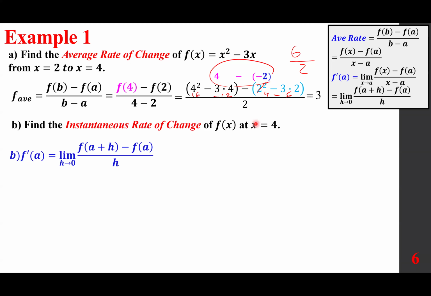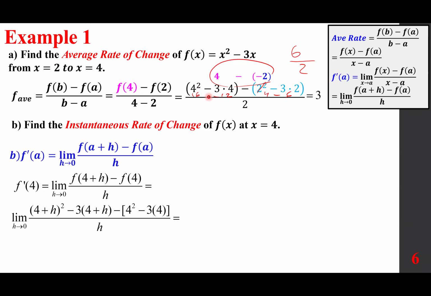So a must be replaced by 4. So f prime of 4 is the limit of f of 4 plus h minus f of 4 over h as h approaches 0. So what is f of 4 plus h? 4 plus h squared minus 3 times 4 plus h, minus f of 4. f of 4 was already calculated as 4. Let's write 4 squared minus 3 times 4 just in case, but this is already 4.